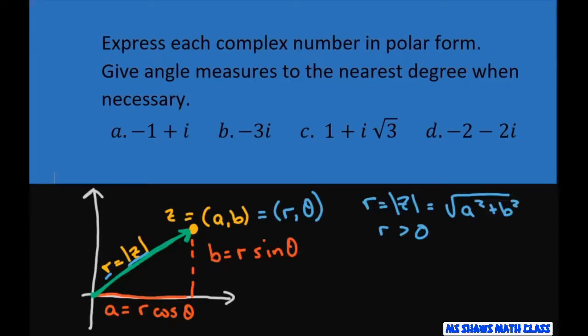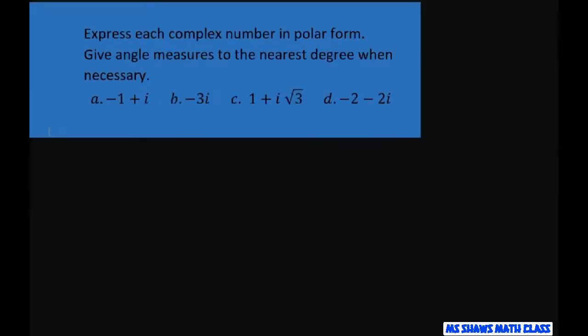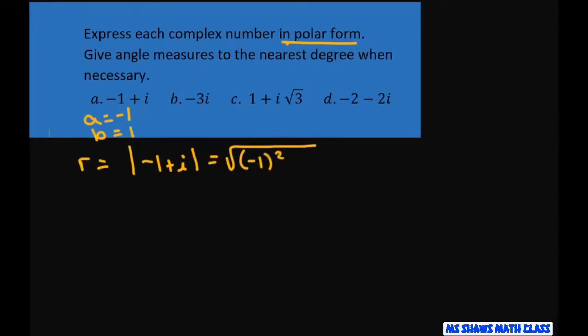All right, so we'll get started with some examples, these 4 examples. So the first one, we want to express this in polar form. In our case, our A is -1 and our B is 1. So r equals the absolute value of -1 plus i, which equals the square root of -1 squared plus 1 squared, which equals the square root of 2. And it's already positive.